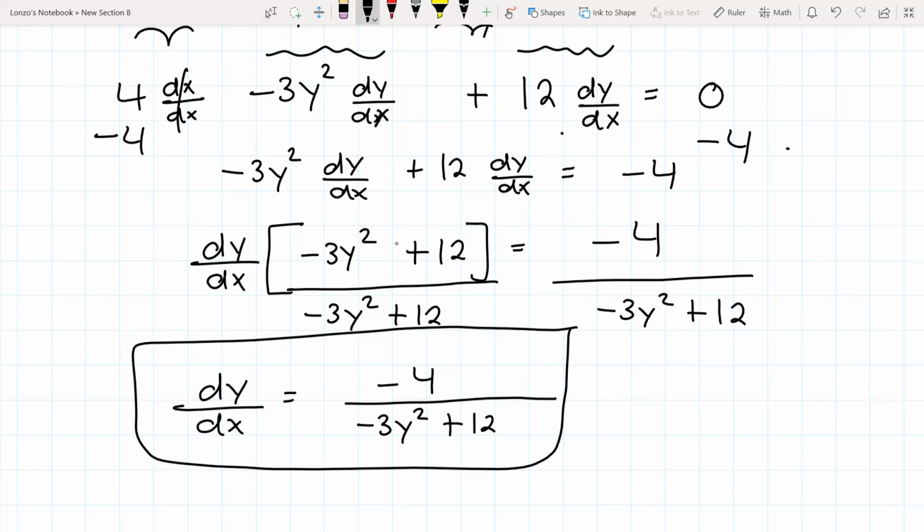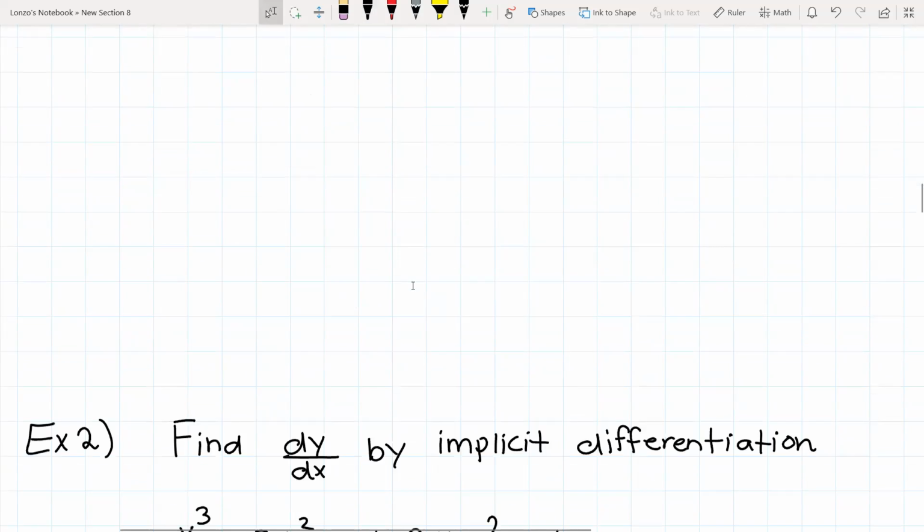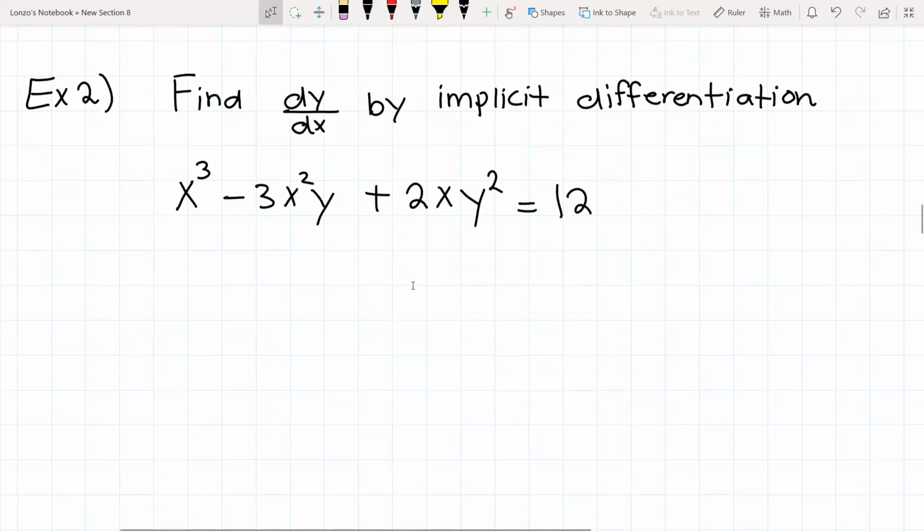Move on to example 2. Example 2 says find dy dx by implicit differentiation. This one's a little bit more work because we'll have to take the product rule. So let's start with x cubed. The derivative of that would be 3x squared dx over dx, or you could just say 3x squared because this just becomes 1, right?